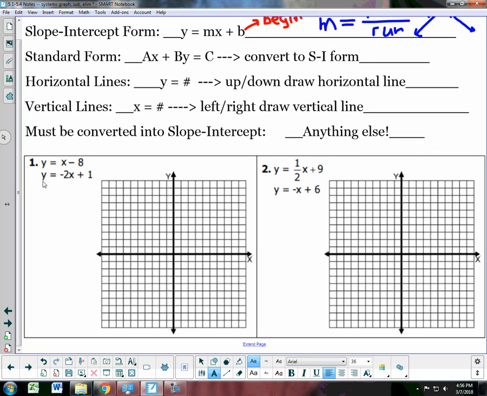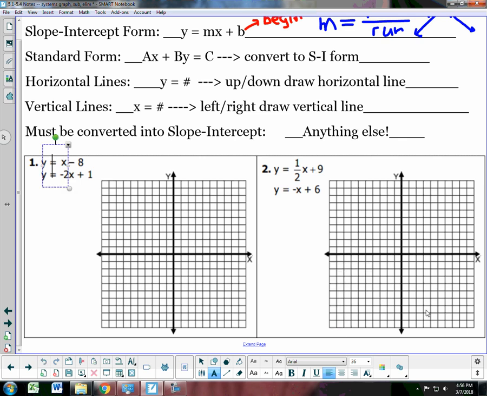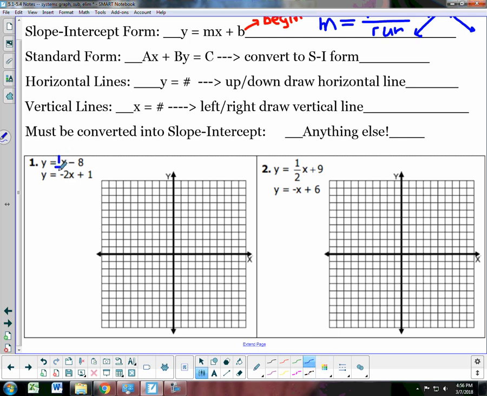All right, let's take a look at some of these. In our first situation, both of them are in slope-intercept form, and we've got a slope of 1 over 1. We're going to start at -8, right here, at a point, and then rise 1, run 1. Positive slope is angled this way, from left to right, going up. So up 1, right 1, and keep going with that pattern.